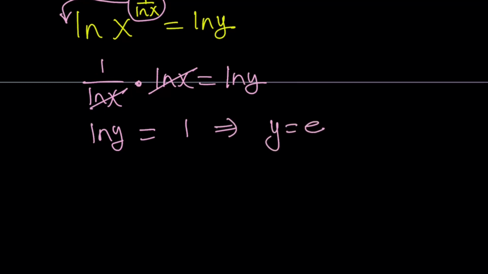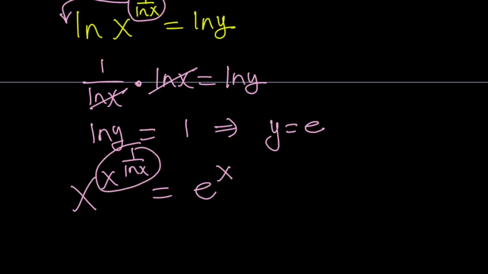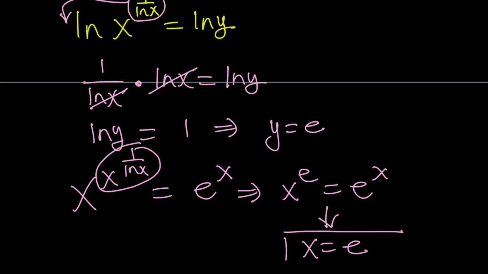Okay? So let's go ahead and plug it in. We had x to the power 1 over ln x equals e to the x. Now we're going to replace this with e, because that's y. So x to the e equals e to the x. We've also done this video before, so you can go ahead and check that out. But the answer from here is going to be as simple as x equals e, because e to the power e equals e to the power e. Makes sense, right? Okay, great.